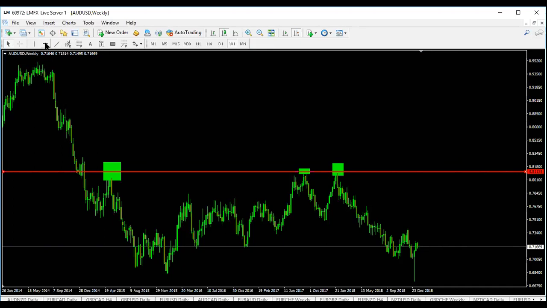Okay, so now I want to find another area of resistance. I want to trap the market. So you can see once again right here, the market came down, struggled with price here, came back up.